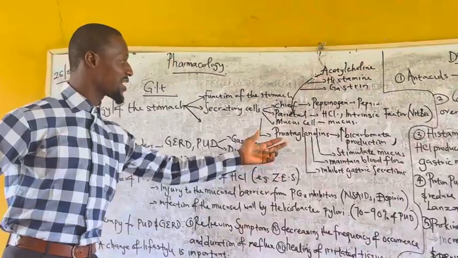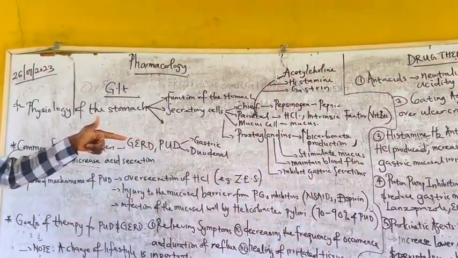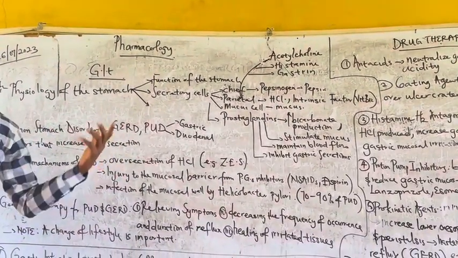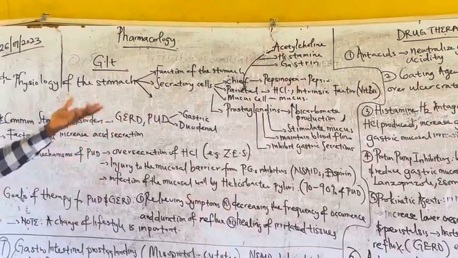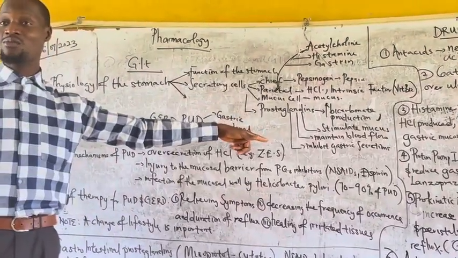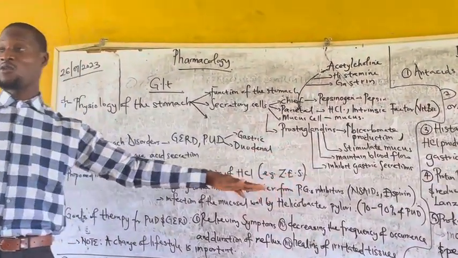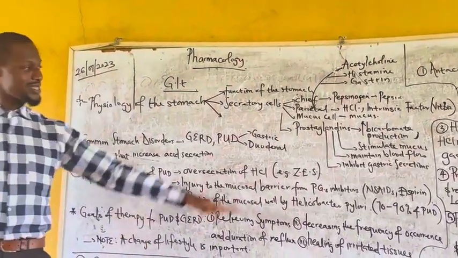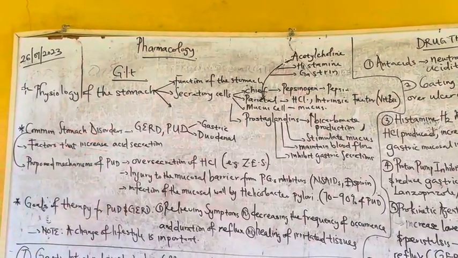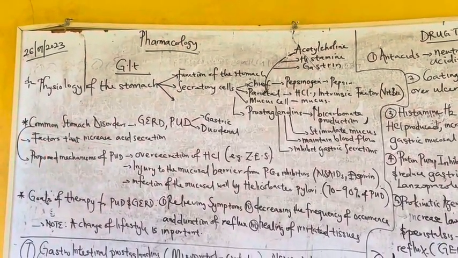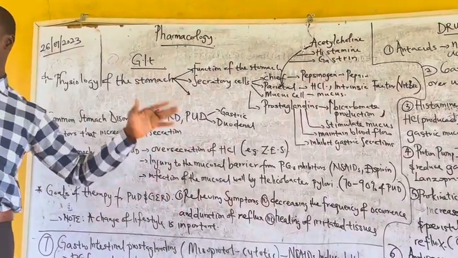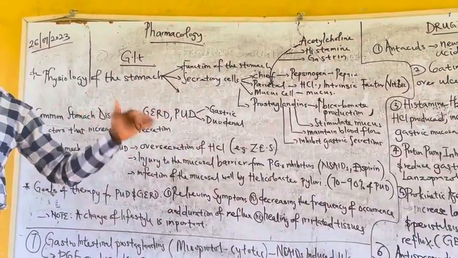Now, we also have prostaglandin synthesis that occurs. Prostaglandin synthesis here would cause an increase in bicarbonate production. Bicarbonate production would eventually neutralize acid, raising up the pH. It will also stimulate mucus. It will maintain blood flow to the GIT, which is also important, and it will inhibit gastric acid secretion. So it means that the normal function of prostaglandin is to prevent ulcer.